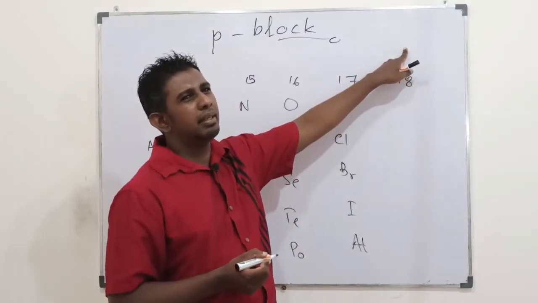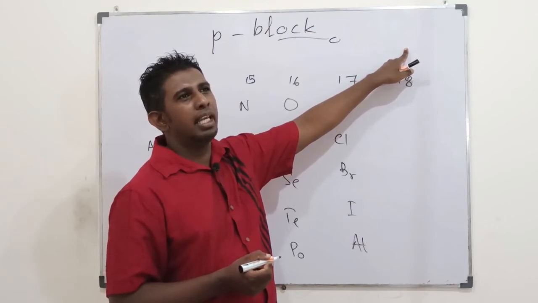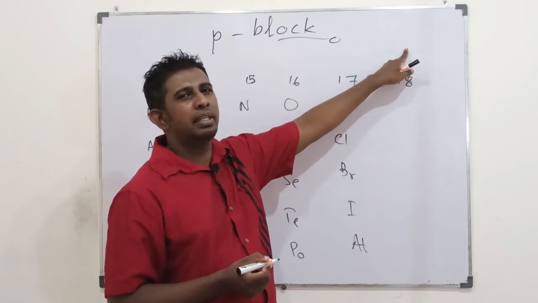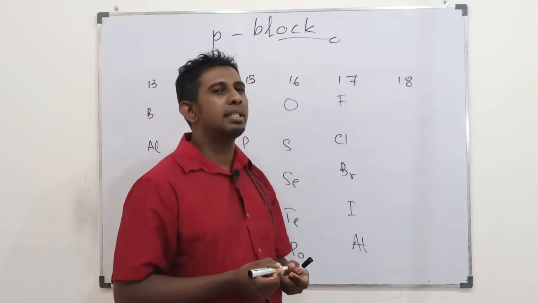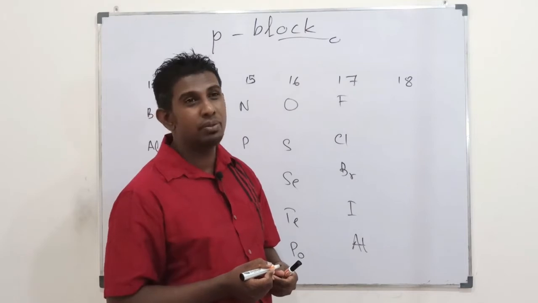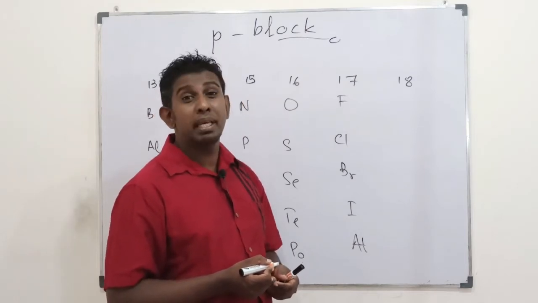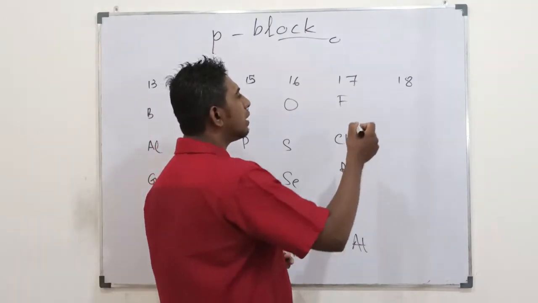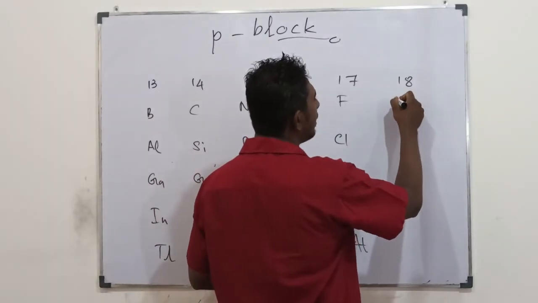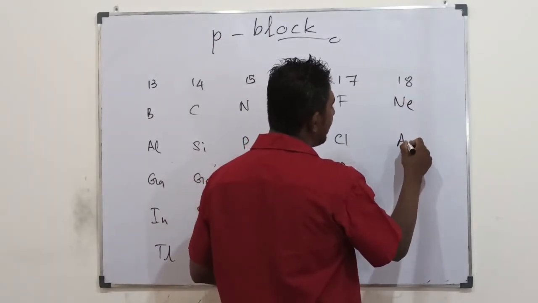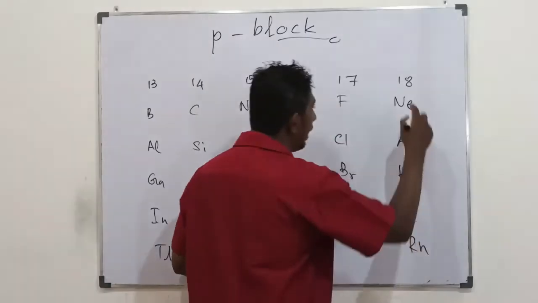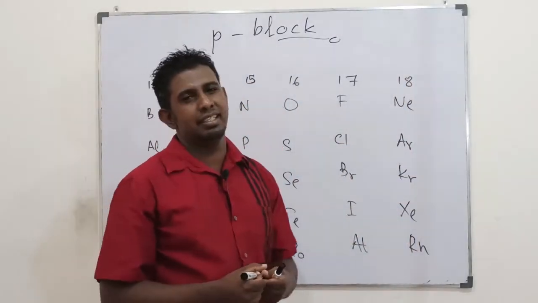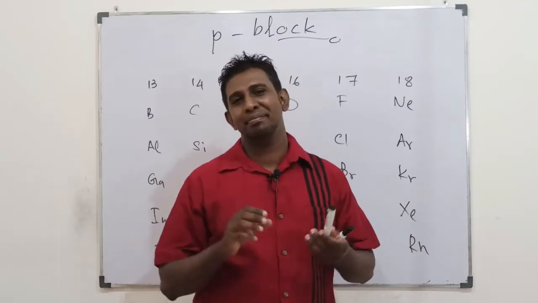But helium's electronic configuration is 1s2. Its final electron has not been filled into any p subshell. Therefore, though helium is considered a noble gas, we do not consider it a p block element. So the p block in group 18 starts with neon, argon, krypton, xenon and radon.